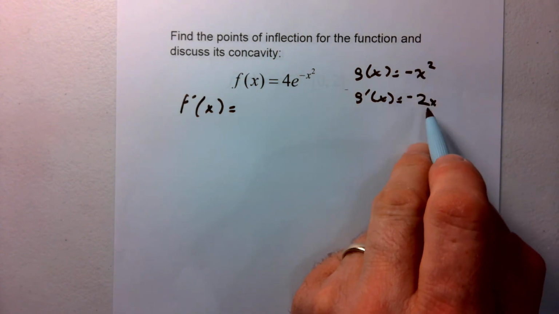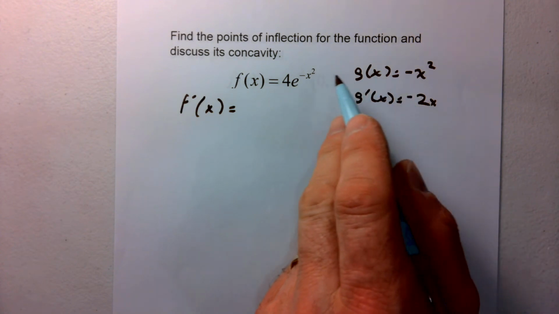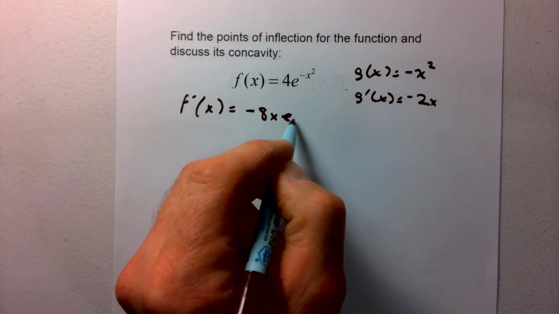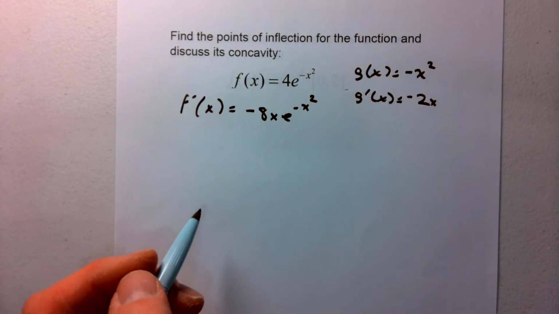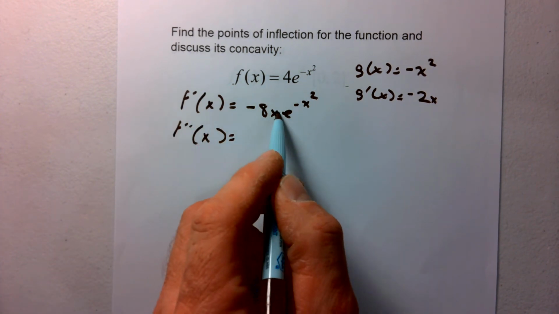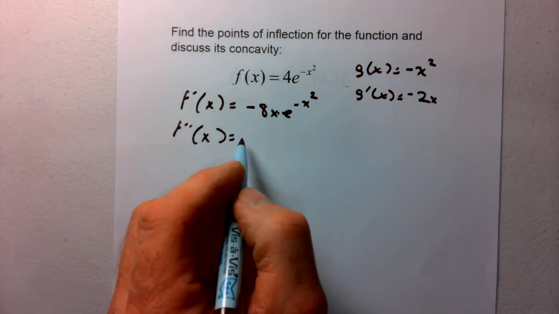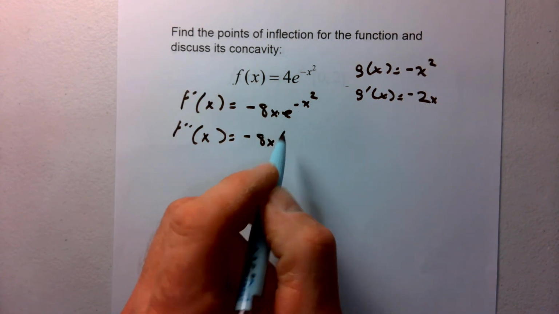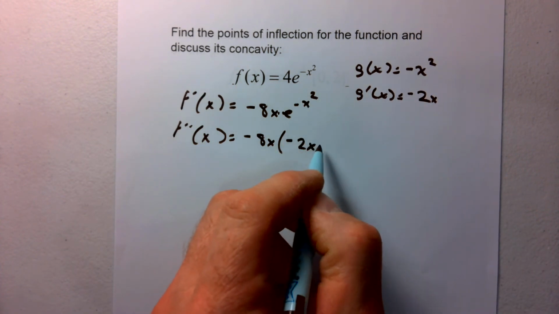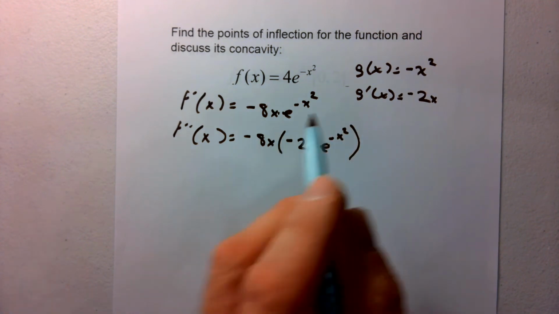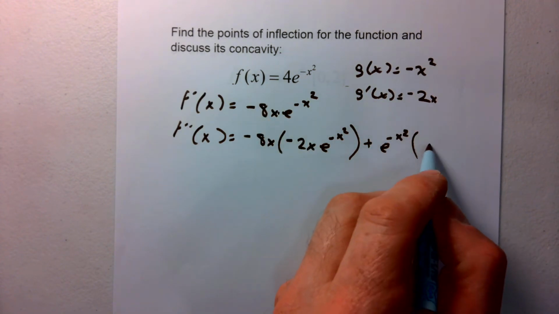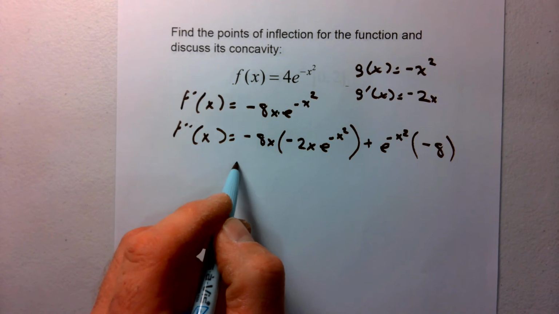So derivative of negative x squared is negative 2x. So we take that derivative and we'll multiply it to the 4. And that's going to give us a negative 8x. And then the exponent of e will never change. And I can go into the second derivative. Here I have a product rule. I have negative 8x and then derivative of e to negative x squared. Again, I take the derivative of the exponent, which is negative 2x, and then e to the negative x squared. To that, we're going to add e to the negative x squared times the derivative of my first, which is negative 8.